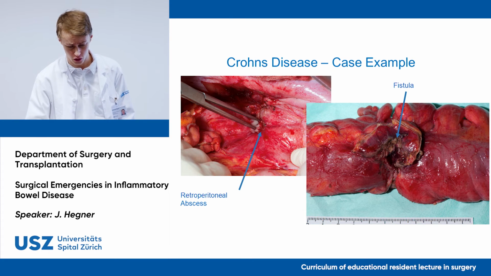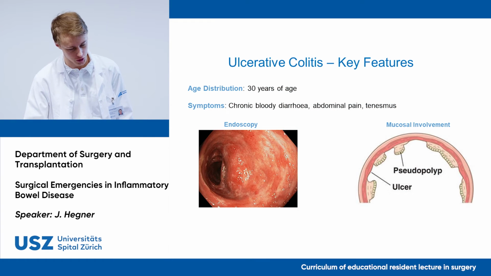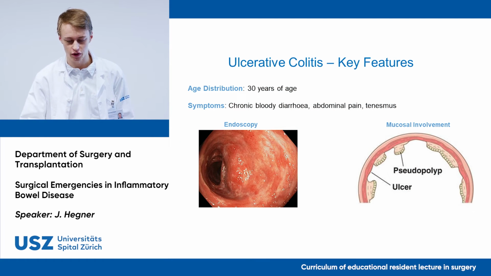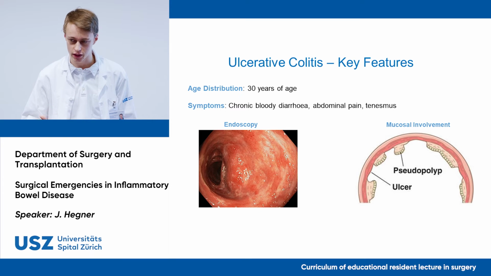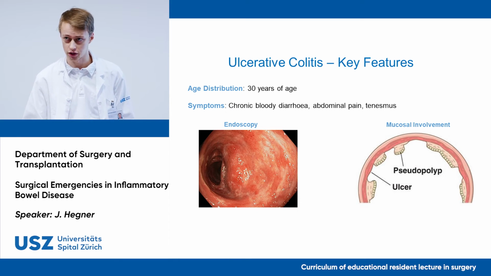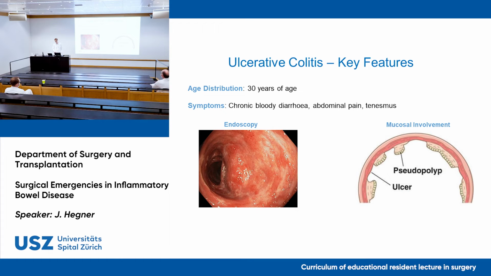So this will cover it for Crohn's. And just moving on to ulcerative colitis. Again, it's an inflammatory condition of the bowel, although here it is limited to the rectum and to the large colon. It is a disease that presents a bit later than Crohn's disease, roughly 30 years of age. Symptoms will include chronic bloody diarrhea and abdominal pain.